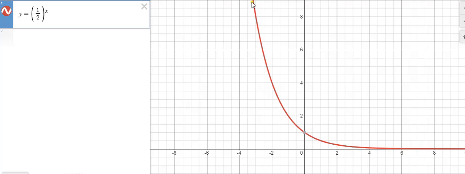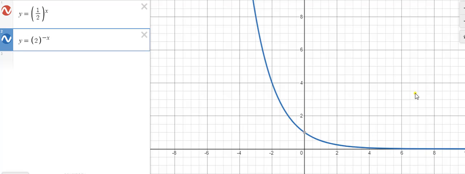As you can see, this is an exponential decay. Now let's graph y equals 2 to the negative x. Here's a graph of y equals 2 to the negative x. As you can see, this graph is exactly the same as y equals quantity 1 over 2 to the x. These two are the same exponential function.